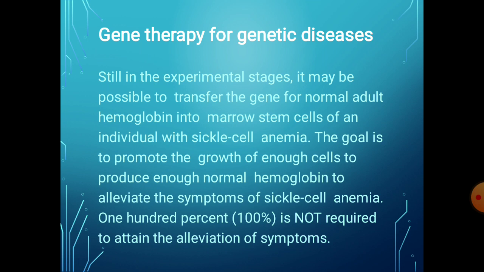How is it helpful in gene therapy for genetic diseases? It is still in experimental stages. It may be possible to transfer the gene for normal adult hemoglobin into the bone marrow stem cells of an individual with sickle cell anemia. The goal is to promote the growth of enough cells to produce enough normal hemoglobin to alleviate the symptoms of sickle cell anemia. 100% is not required to attain the alleviation of symptoms.